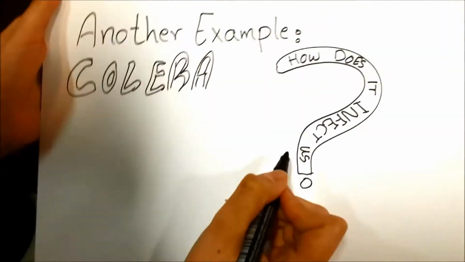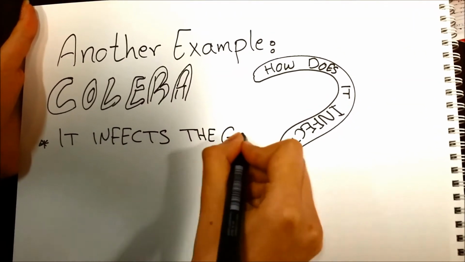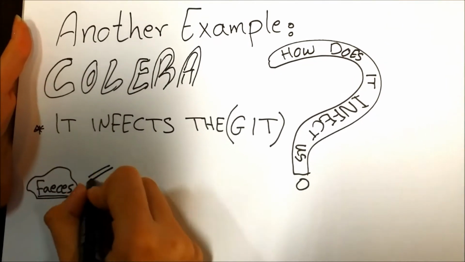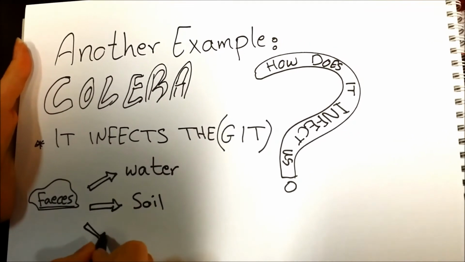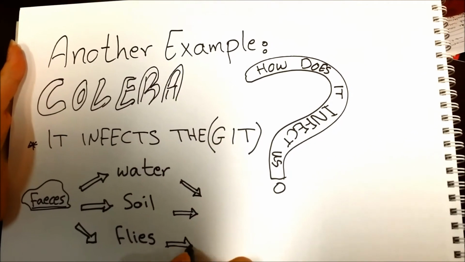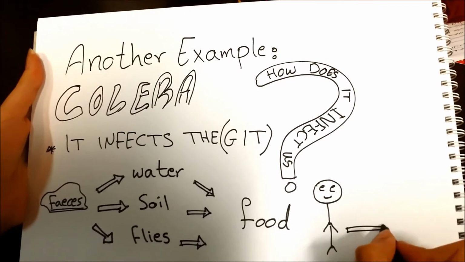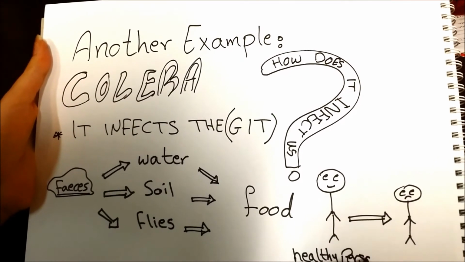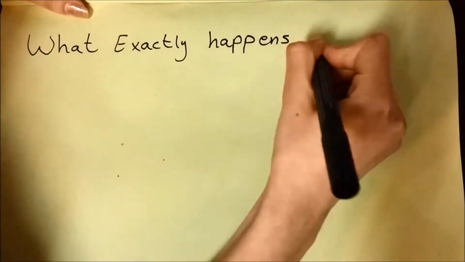But how does it infect us? They infect the gastrointestinal tract. These bacteria can spread from the feces of the contaminated person to water, soil, or even flies, which then end up in the food chain to healthy people to make them unhealthy. What exactly happens with cholera?